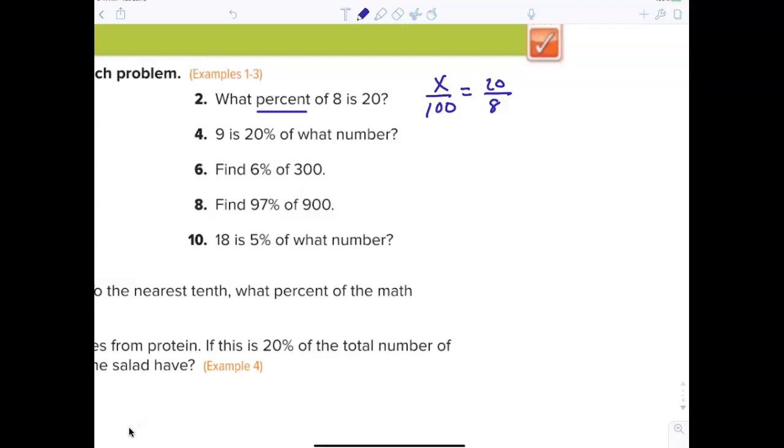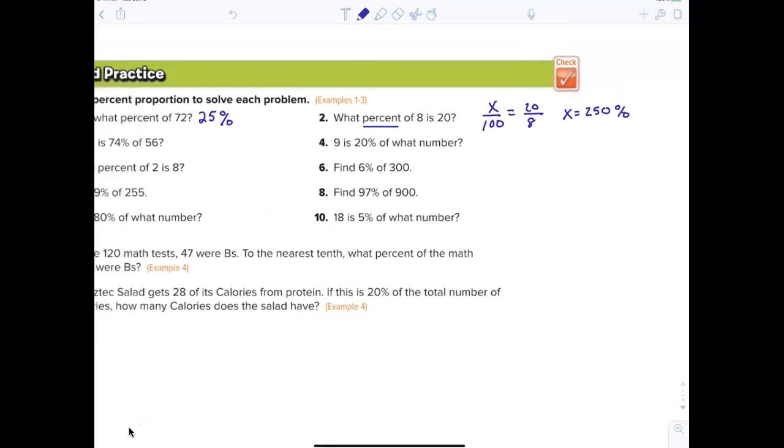Can I just flip the x over 100? I wouldn't recommend doing that, because percent means divided by 100. Now, when you cross multiply and divide, what do we get? So x is equal to 250 what? Yeah, you have to put the percent on there. It's asking for a percent.